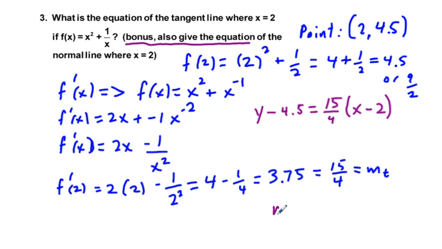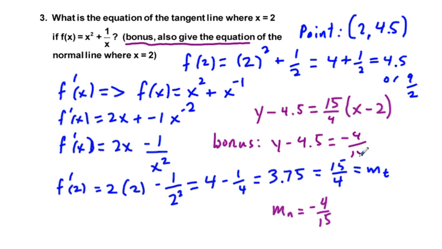And now for this bonus, also give the equation of the normal line. Well, for that, m sub n is going to be the negative reciprocal of m sub t. So we're going to have negative 4/15. So then I'll just say bonus: y minus 4.5 equals negative 4/15 times x minus 2. So there we have them. They're right here. This one here, and then the bonus.